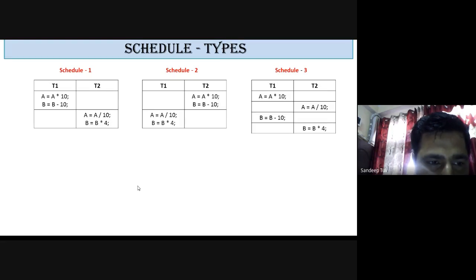Transaction T1 has 2 statements: A, which is multiplied by 10, and B, sorry, which is subtracted by 10. Now T2 is there, in which A is divided by 10 and B is multiplied by 4. So there are two transactions, T1 and T2, and I have written all of these in different manners to make different kinds of schedules.